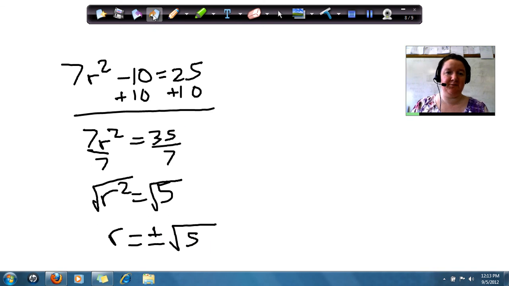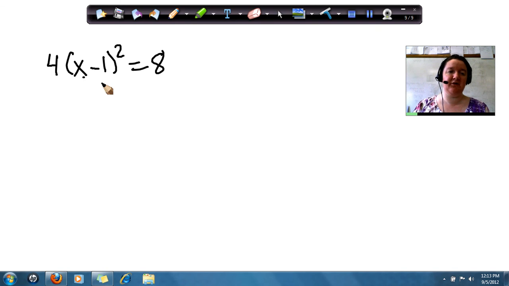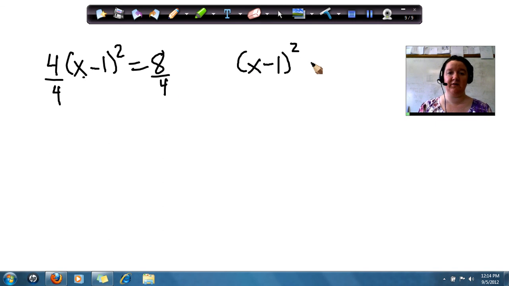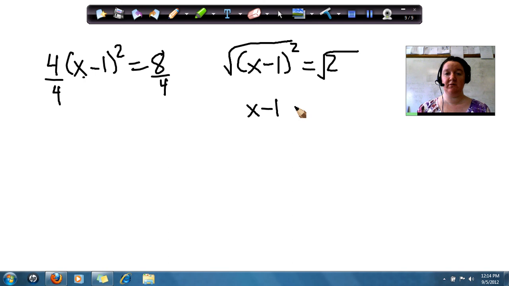Let's look at another example. Here, I want to do some things first before I deal with what's inside the square root. So I'm actually going to divide both sides by the number in front first. So I'm going to divide by 4, divide by 4. So now I have x minus 1 squared equal to 2. Now, because I have a square, I'm actually going to take the square root of both sides. So I have x minus 1 equals plus or minus the square root of 2.